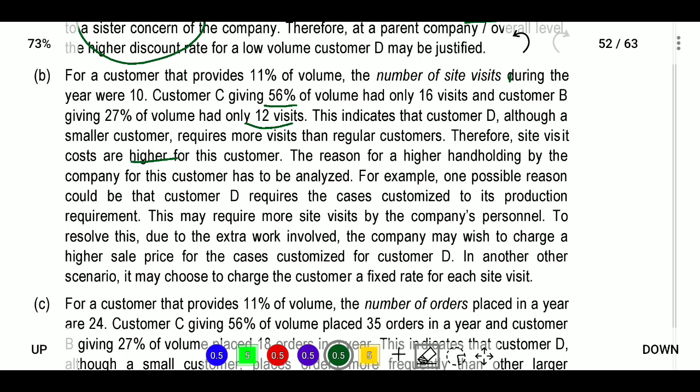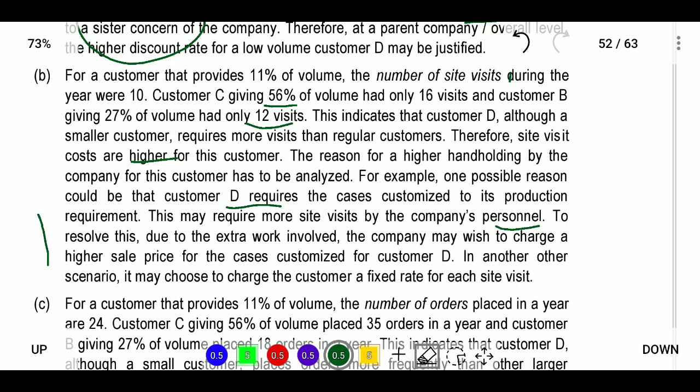Consider the reason for high visits by this customer. For example, one possible reason could be that customer D requires customization of its product. This may require more site visits by the customer personally. So when a customized product is being provided, more interaction with the customer is required, so we are visiting the site.